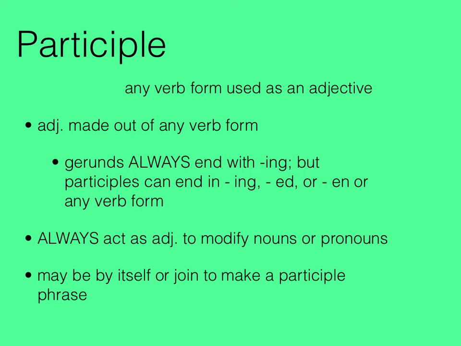Okay, so now we have participle. It is any verb form used as an adjective. A participle is an adjective made out of any verb form. Note that gerunds always end with ing, but participles can end in ing, ed, or en, or be any verb form. Participles always act as adjectives to modify nouns or pronouns. A participle might be by itself, or it might join others to make a participle phrase.